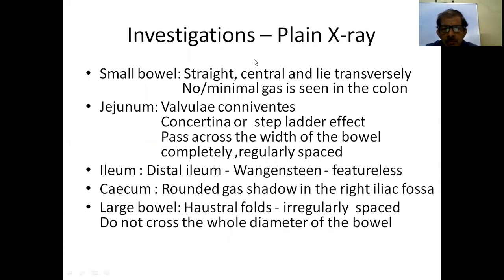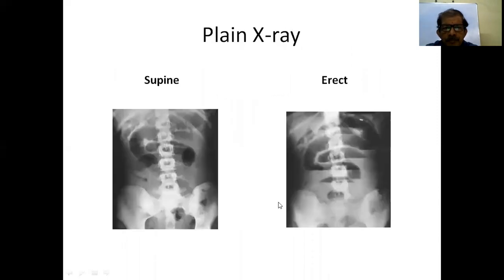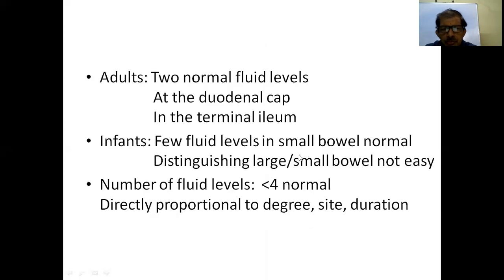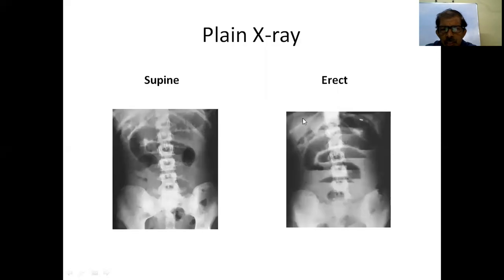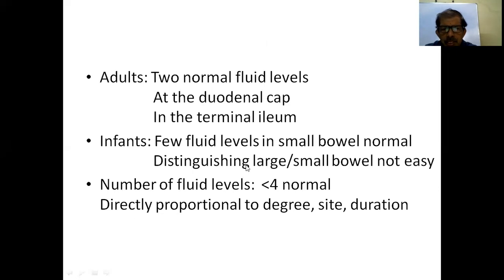Investigations, we depend mainly on plain X-ray, where I have already told you about valvulae conniventes. Ileum is featureless, whereas in the cecum you will have a round ground-glass-like gas shadow, whereas the large bowel shows haustral folds. So this is supine, whereas this is erect posture, wherein you are seeing the step ladder pattern and also fluid levels. Coming to fluid levels, two are constant: one is the duodenal cap here, and another is at the terminal ileum. Other fluid levels may be around 2. If it is more than 4, it is abnormal.